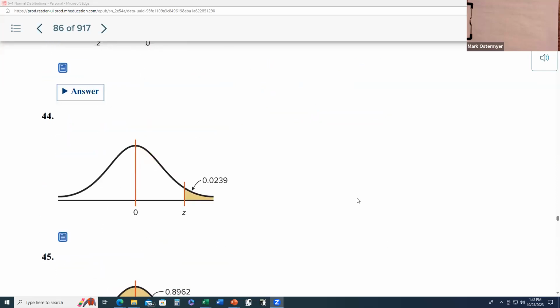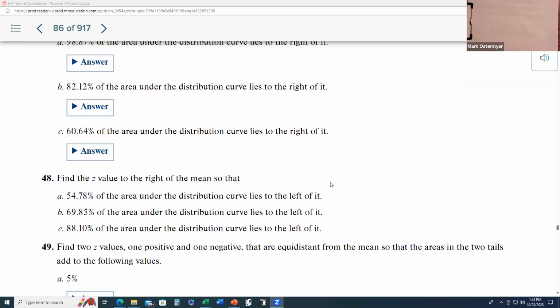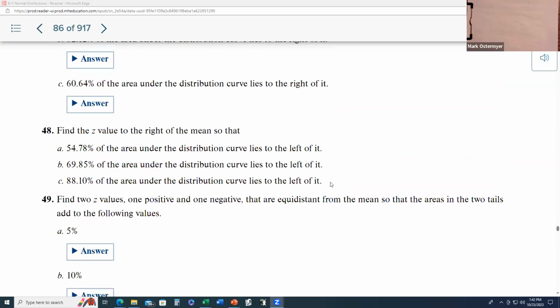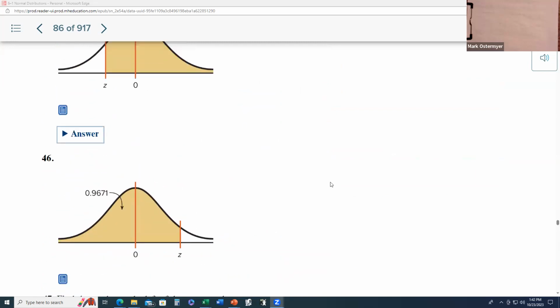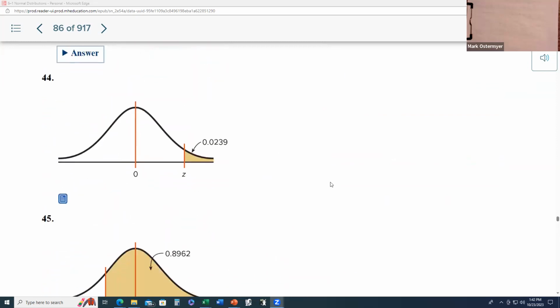Okay, let's see. Anything else here? Okay, yeah, right here. Number 44. I want you to do this one right now. Find that Z value, ladies and gentlemen, above which is only about 2% of the area of the entire curve. Number 44, roll it into classwork 1. Find that Z value.